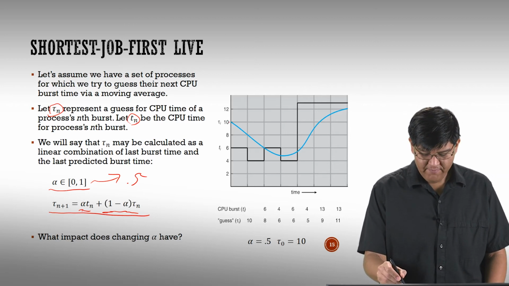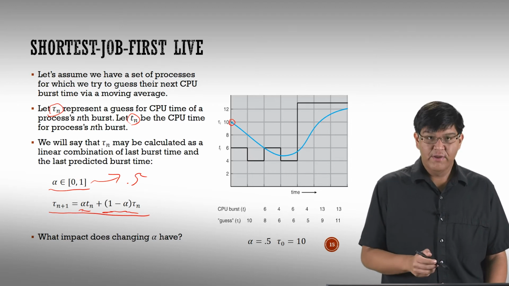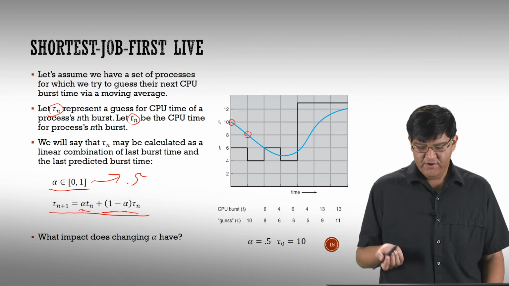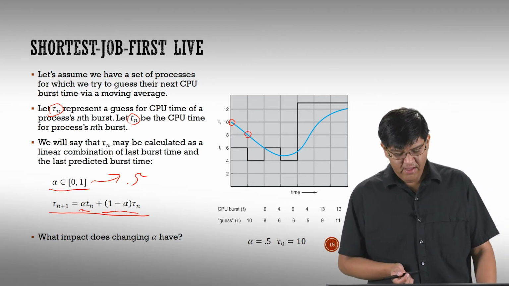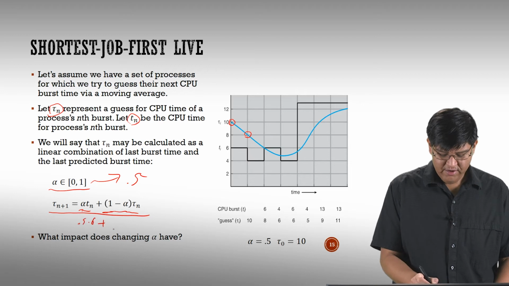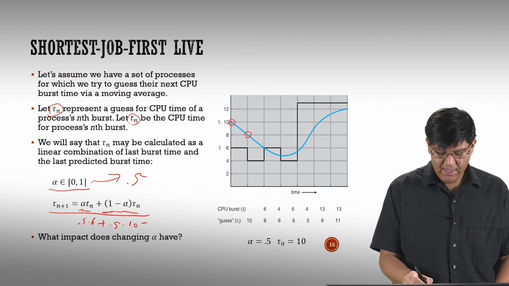So here we said this is my initial guess, and that's kind of arbitrary. And then what this little formula here is meant to do is basically predict this over here, what my next runtime will be. If I plug in my values, what I get is something like this. My actual time was 6, so I have 0.5 times 6 plus, over here, 0.5 times 10. Well, 3 plus 5, that's going to equal 8.